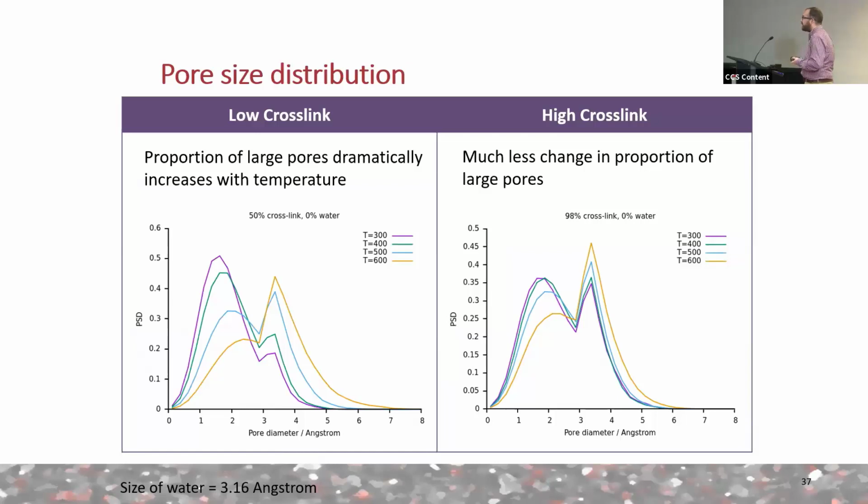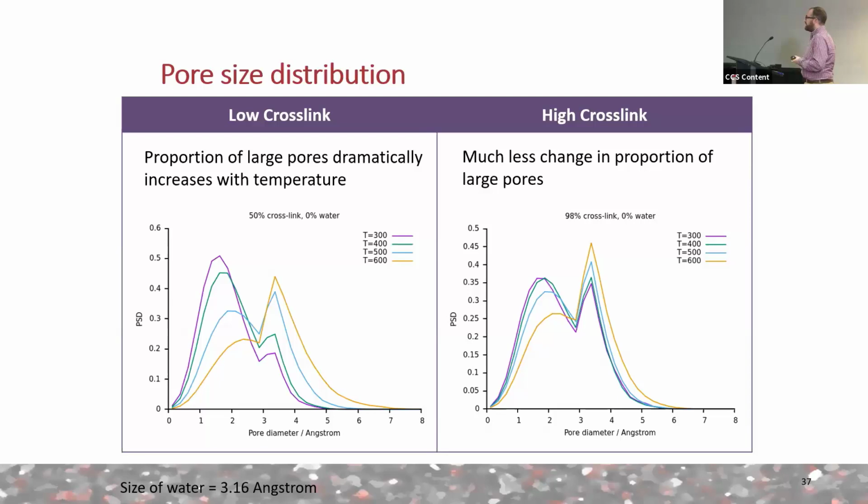And what you can see is that at a certain temperature, so if we look at this purple line, for the higher crosslinks, you get a higher proportion of larger pore sizes. So basically, as you form these crosslinks and these covalent bonds, you're causing the coating to expand, and you're actually creating more free space in the coating.